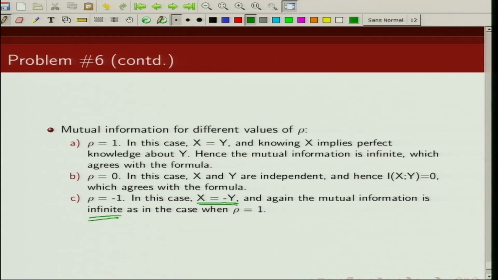Okay. So with this we are going to conclude our discussion on the problem solving session. In the next class we are going to talk about rate distortion theory.